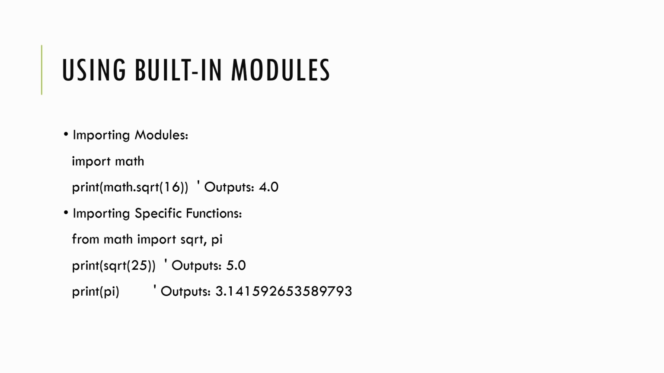Python comes with many built-in modules that we can use directly in our code. For example, the math module provides a wide range of mathematical functions. To use it, we can simply import it using the import statement. For instance, using import math, we can call the math.sqrt function to compute square roots. Alternatively, if we only need specific functions, we can import them individually, like this: from math import sqrt, pi.